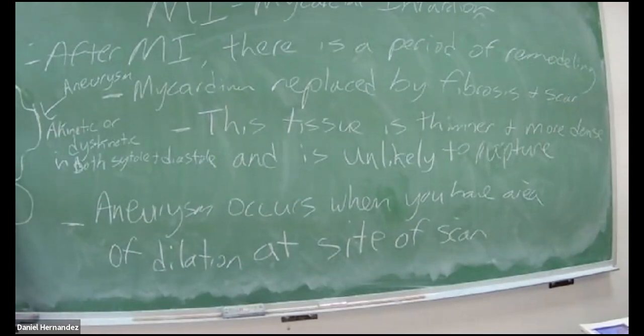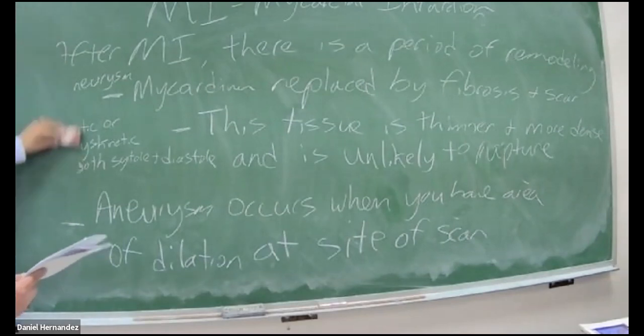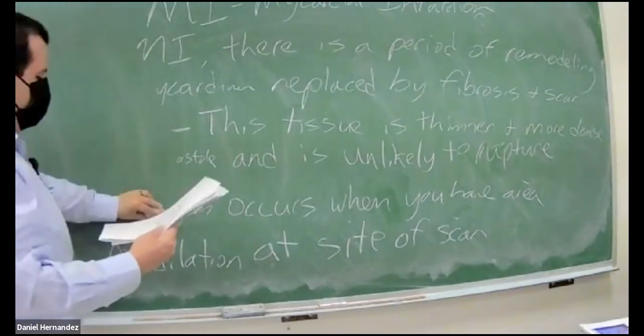This is just a picture of my LV. If you try to picture the aneurysm, when the heart's coming in, this area is going to go out the other direction, and when the heart's expanding, it's going to go in the opposite direction. That'd be dyskinetic, or it's not going to move at all, both during systole and diastole.